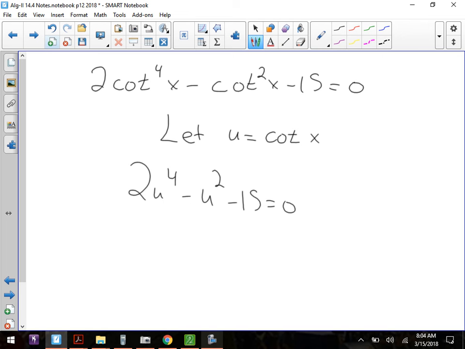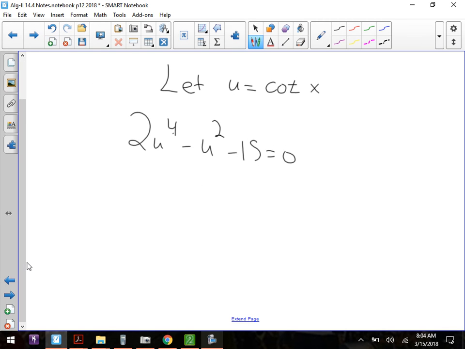See, I can do that because remember the rule for factoring. Since we're going down, our degrees are cut in half. I can do this little trick. Refactor it like we did before. So I can split my middle term out to being 2u to the 4th minus 6u squared plus 5u squared minus 15 is 0. This is a problem that we did back with quadratics.